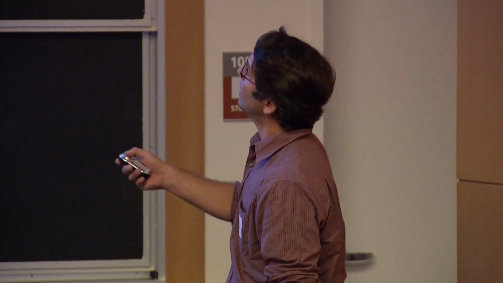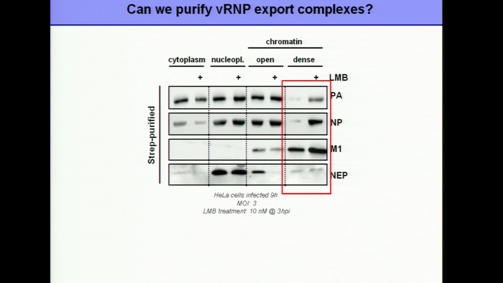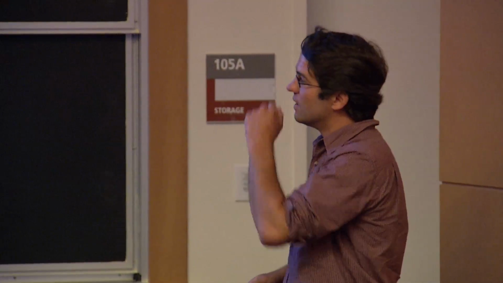And if we now look at these same purified complexes to see if either M1 or NEP is associated with them, what we see is that in this dense chromatin fraction, both proteins are associated with the complex. Together with some other data that I don't have time to show you today, we're very confident that this fraction you see in the right-hand column represents this export complex that has been searched for by several groups for many years. So that in and of itself is kind of nice.